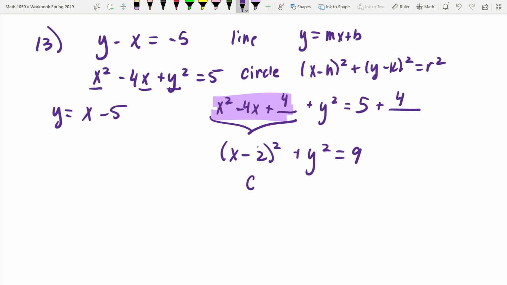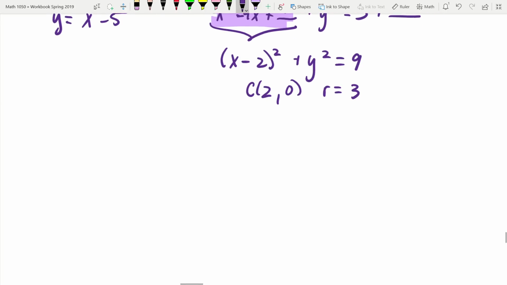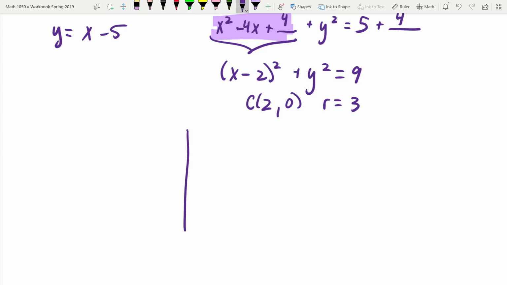So this is a circle that has a center right here. You change the sign, you get a 2. There's no number with the y, so that's a 0, and your radius is 3. Okay, so now we're going to graph it.